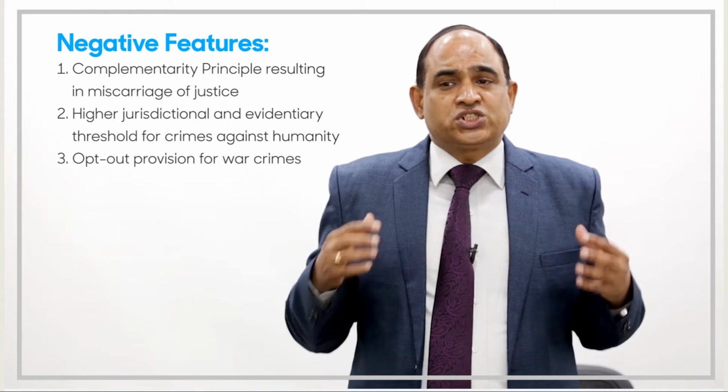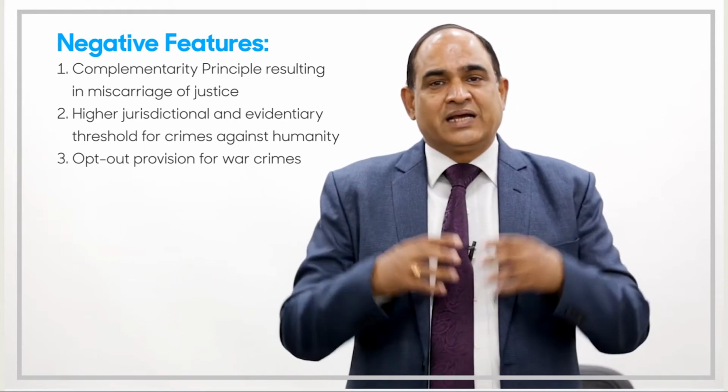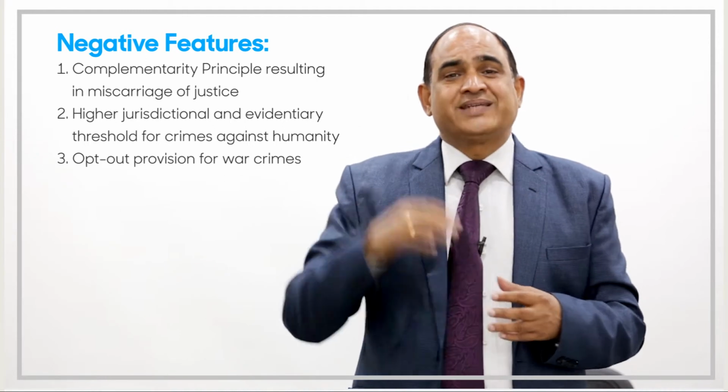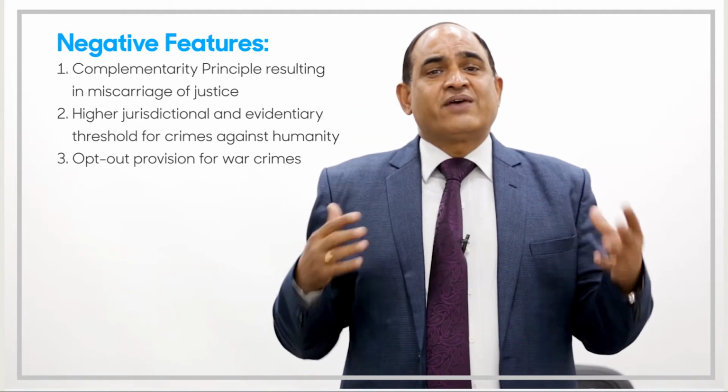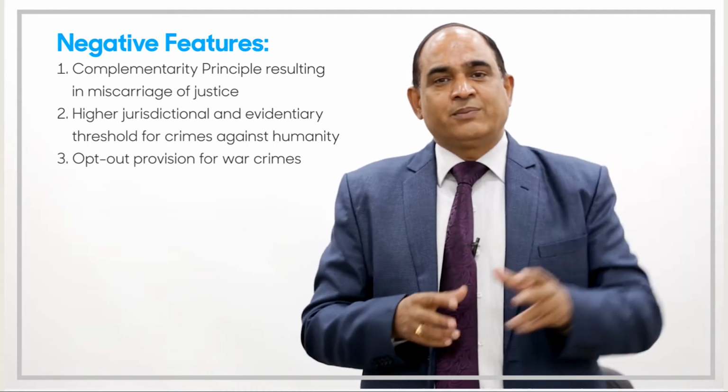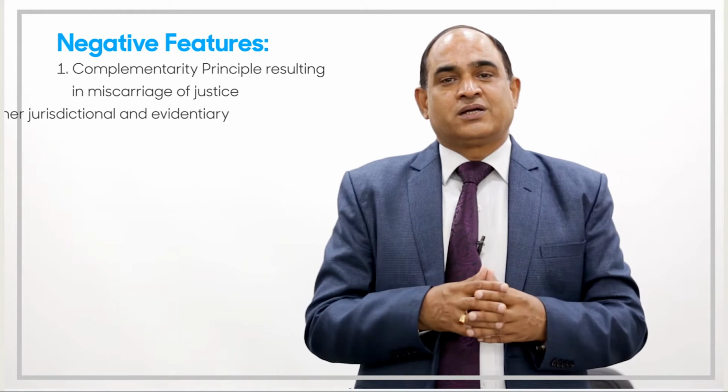There is a higher jurisdictional threshold for war crimes as well as crimes against humanity, in the sense that there are higher evidentiary thresholds for establishing these crimes. And then there is a 7-year opt-out for war crimes. For instance, you have a statute, you define these crimes, and in the same statute you cannot provide an escape route. You cannot say a country may opt out of the jurisdiction of the court over the war crimes. So, in order to get as many ratifications of countries as possible, this 7-year opt-out clause was provided in the Rome Statute. Of course, there are many other negative features. I request you to see the e-text for further details.